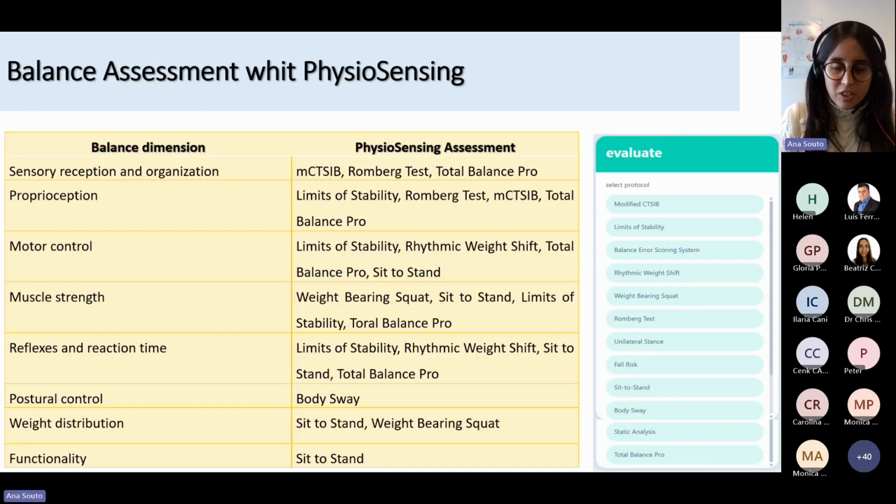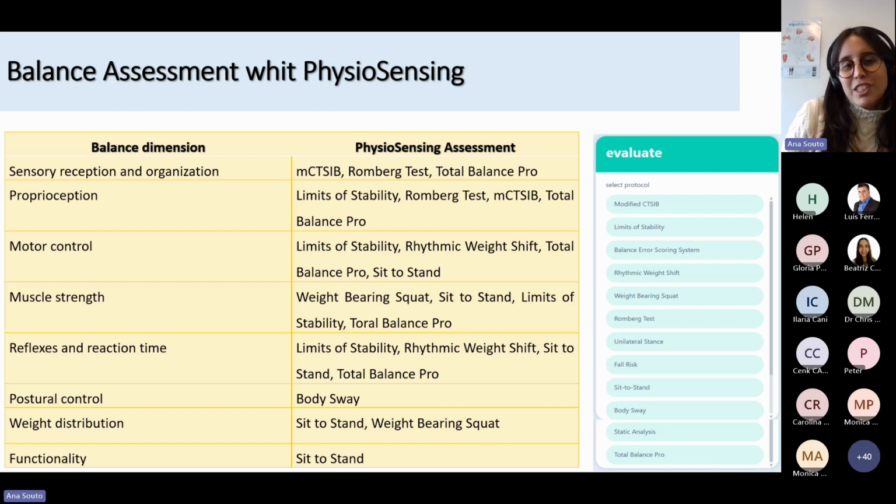Okay, so no more studies now. I just wanted to show you a small sample from the scientific literature we already have that aims to investigate the role of posturography for balance assessment in neurologic disorders. Our PhysioSensing software has 14 assessment protocols that measure balance through COP displacement.